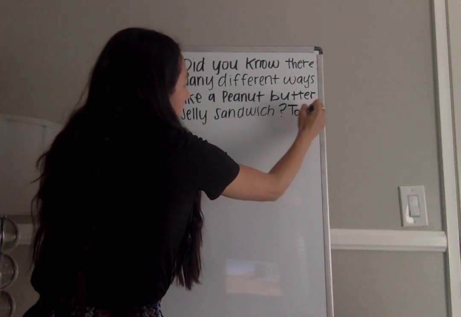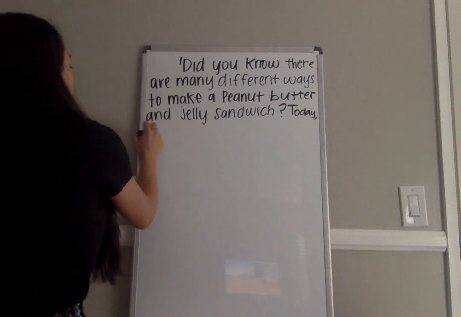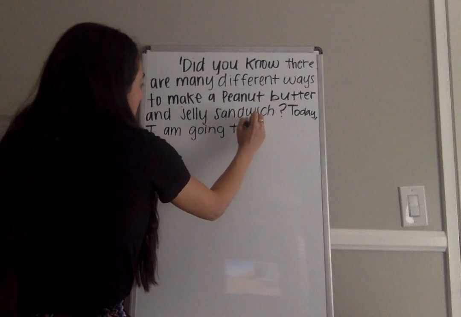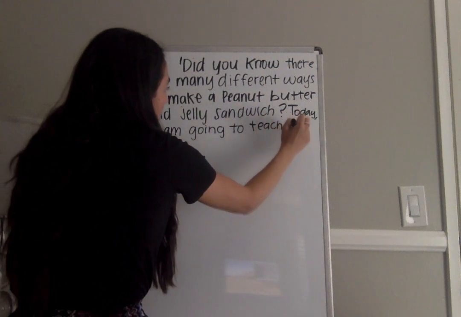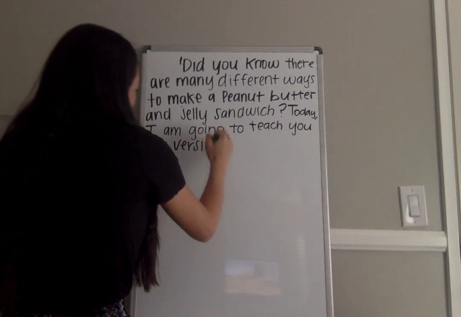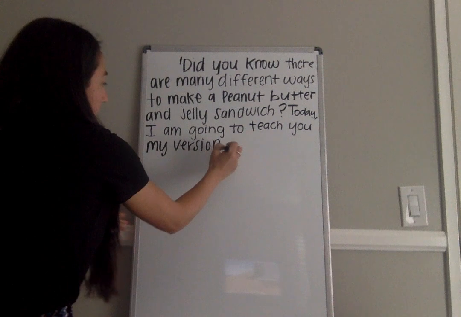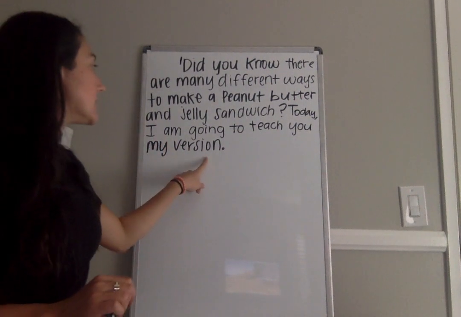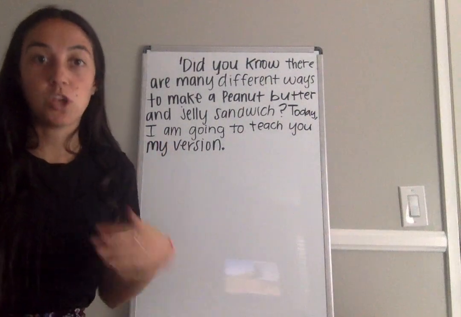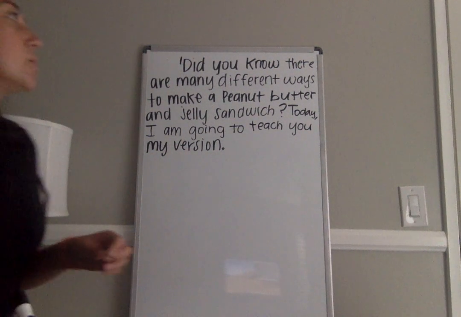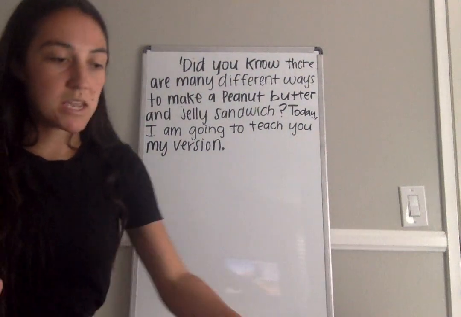Today, I am going to teach you my version. So we're going to start off our paper by writing like this. We're going to have the hook'em sentence, and then the sentence that comes after that, where you are telling the reader what you are going to do throughout this paper. It's always a really good idea to also introduce all of the materials that we need.